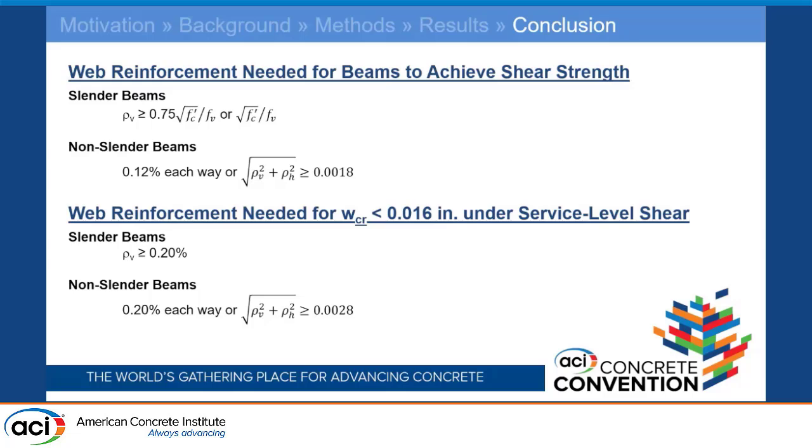So what does this all mean? In conclusion, the amount of web reinforcement that you would need in order to achieve minimum strength for your beam, for slender or non-slender beams, is about 1% square root f prime c over f y, and a little bit more for non-slender or deep beams, 0.12%. The amount of reinforcement that you need for serviceability performance, which we're calling a crack of less than 0.016 inches, is about 0.2% for both slender and non-slender beams.